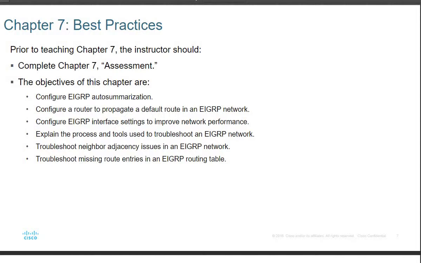Explain the process and tools used to troubleshoot an EIGRP network. Troubleshoot neighbor adjacency issues in an EIGRP network. Troubleshoot missing route entries in an EIGRP routing table. Chapter 7, Best Practices.